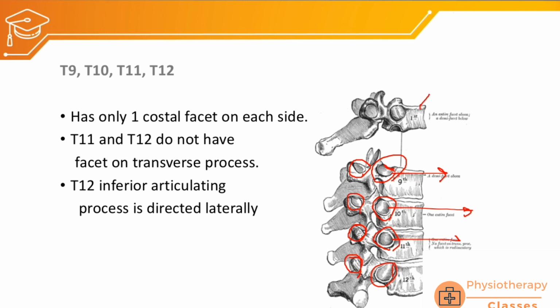T1 has two facets on the lateral aspect of the body. T9, T10, T11 and T12 have only one. T9 has a demifacet on the lateral aspect of the body, whereas T10, T11, T12 have complete facets. T10 has a complete facet as well as a transverse costal facet, but T11 and T12 don't have a transverse costal facet. T12 is unique compared to T11 because of the inferior articulating facet which is facing laterally.